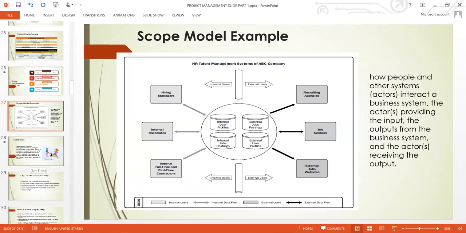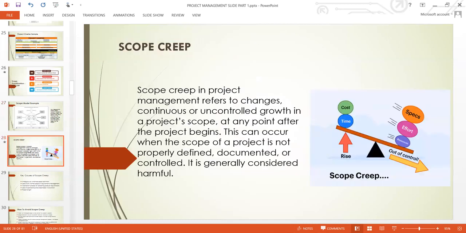The next thing we are going to look at is scope creep. Scope creep in project management refers to changes, continuous or uncontrolled growth in a project scope at any point after the project begins. This can occur when the scope of the project is not properly defined, documented, or controlled. It is generally considered harmful. This is the major problem most business analysts and project managers are facing: scope creep.